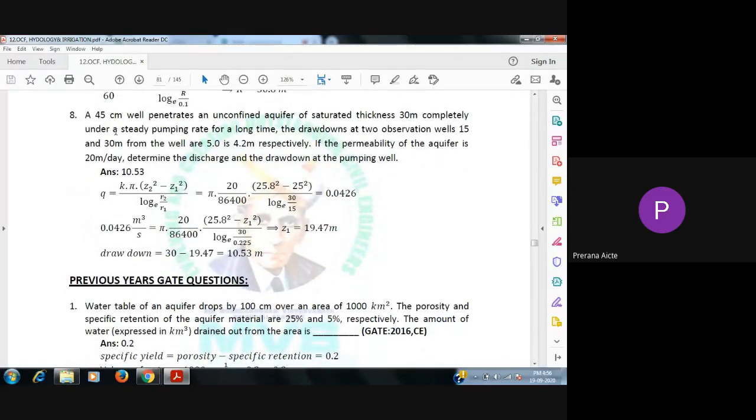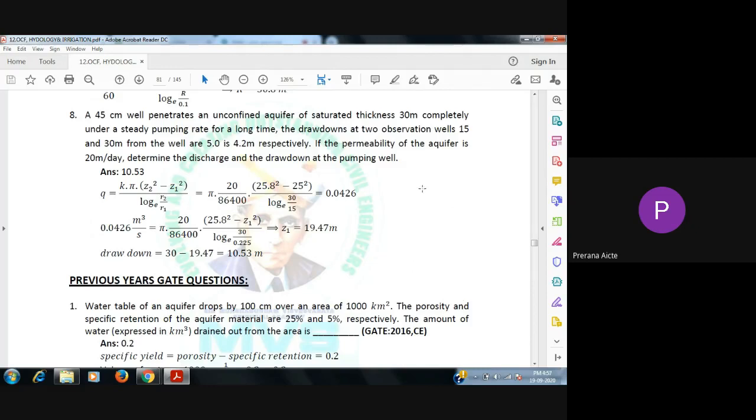Let's see this problem also. A 45 centimeter well penetrates an unconfined aquifer of saturated thickness 30 meters completely, under steady pumping rate for a long time. The drawdowns at two observation wells, 15 and 30 meters from the well, are 5.0 and 4.2 meters respectively. If the permeability of the aquifer is 20 meters per day, determine the discharge and the drawdown at the pumping well. What I request is, though the problem is lengthy, draw the diagram. Let us say one well is drawn.